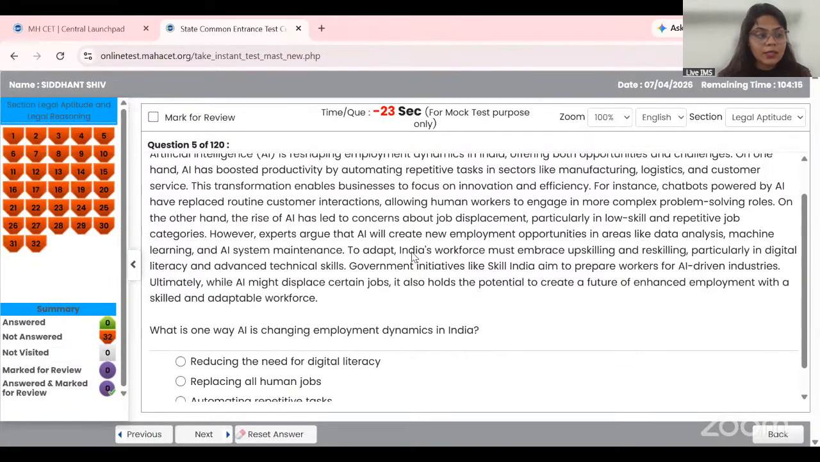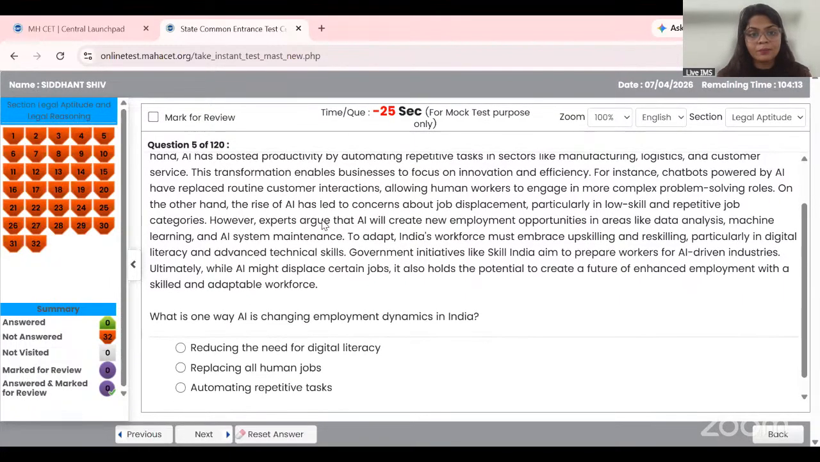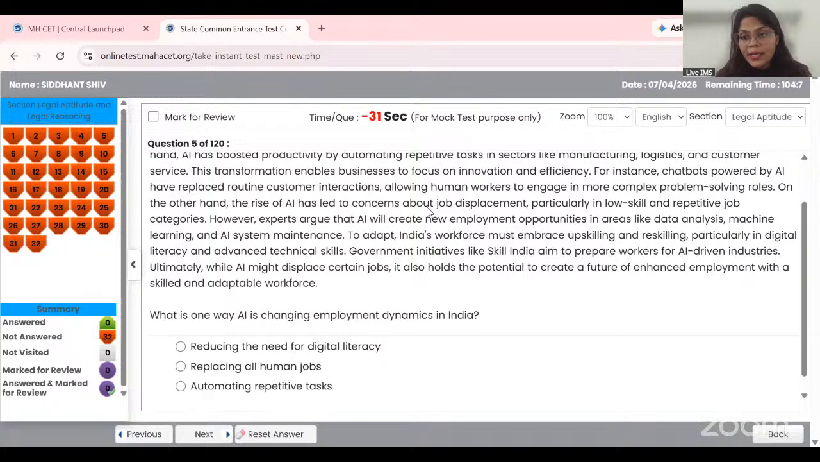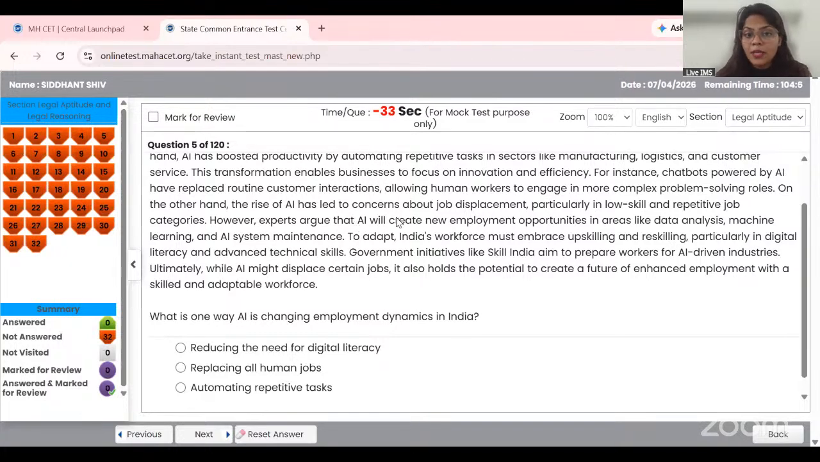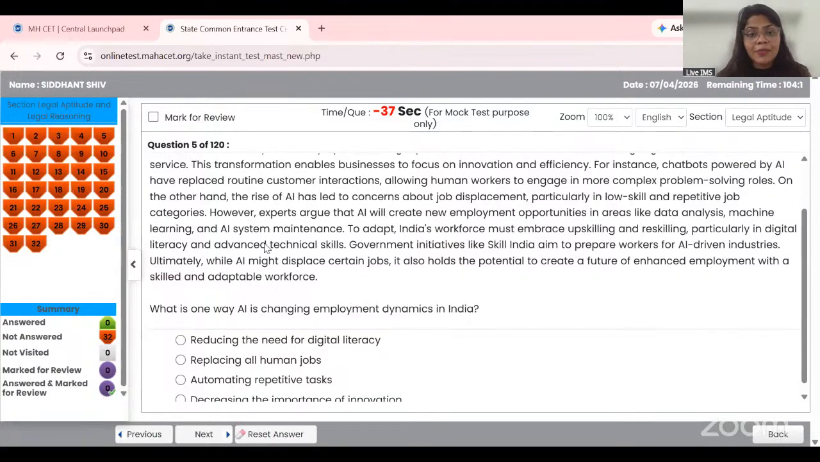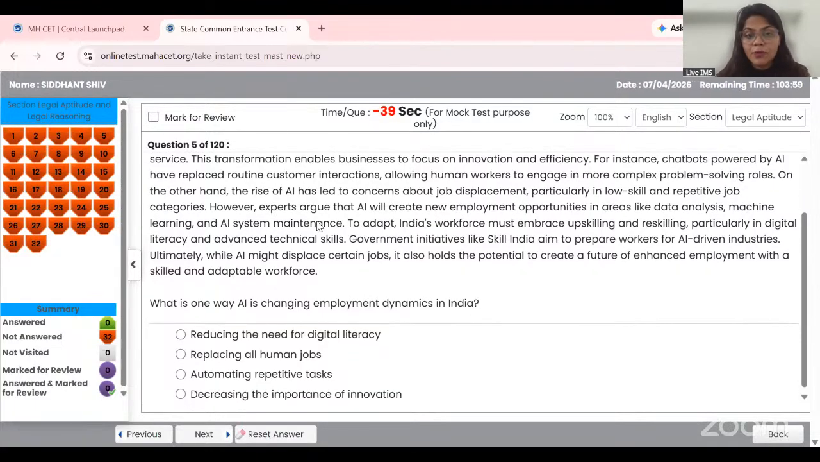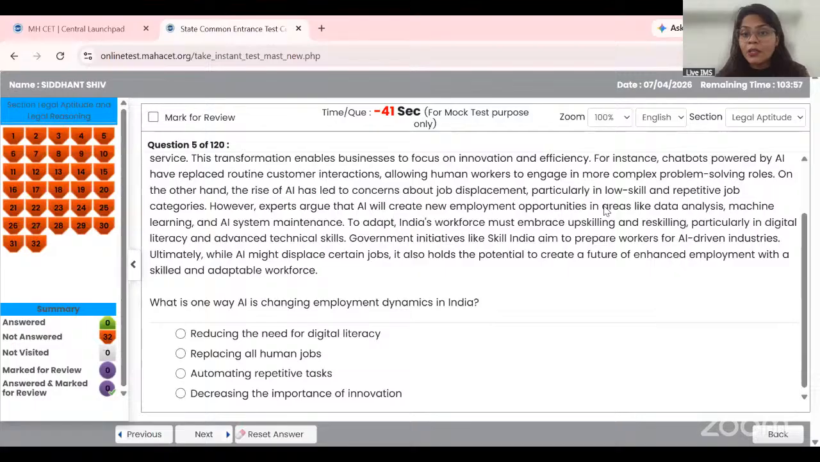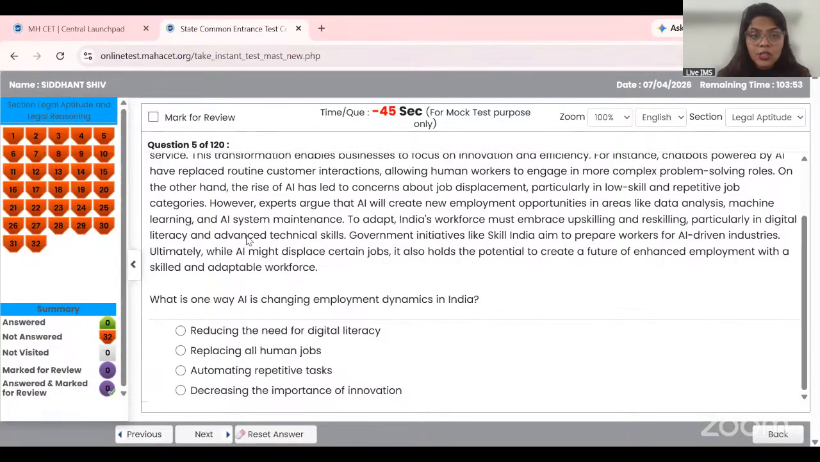So when we talk about changing employment dynamics, AI is going to create. So what AI is doing: the rise of AI has led to concern about job displacement, particularly in low skill and repetitive job categories. Experts argue that AI will create new employment opportunities in areas like data analysis, machine learning, and AI system maintenance. To adapt, India's workforce must embrace upskilling and reskilling.